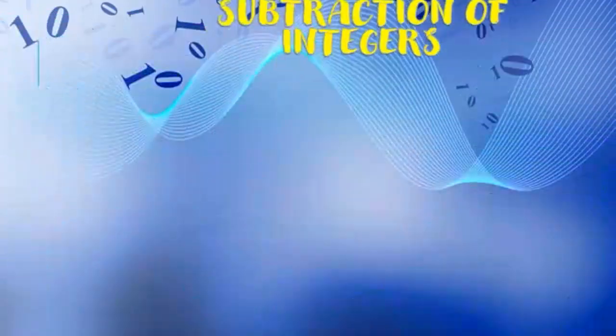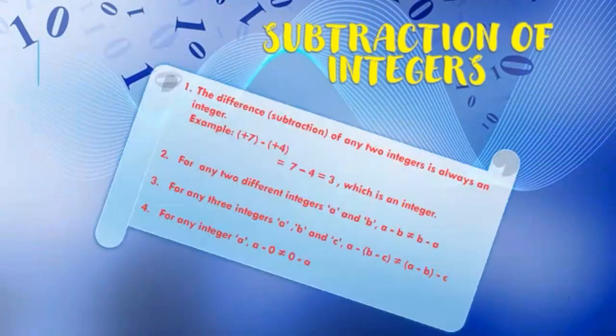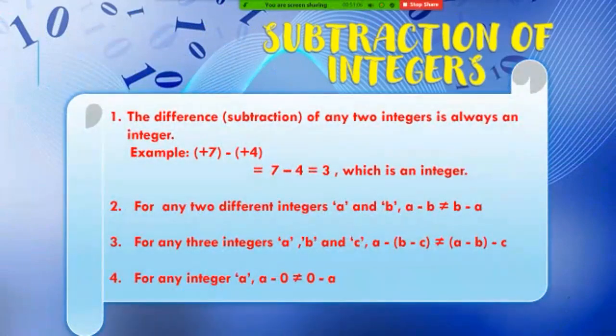Now next is the subtraction of integers. The difference of any two integers is always an integer. This is the closure property. Remember? So with subtraction also the closure property holds true. For example, if we take plus 7 minus plus 4, we can write it as 7 minus 4, that equals 3, which is also an integer.